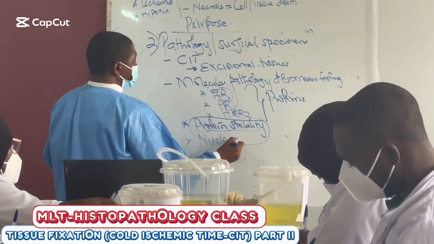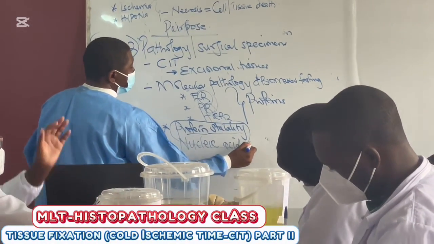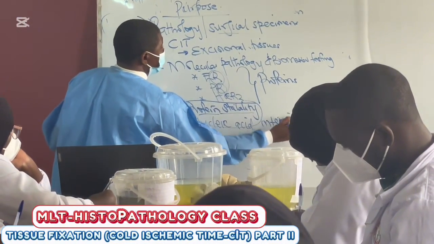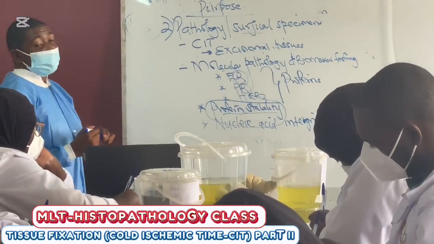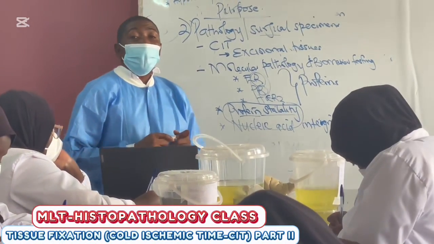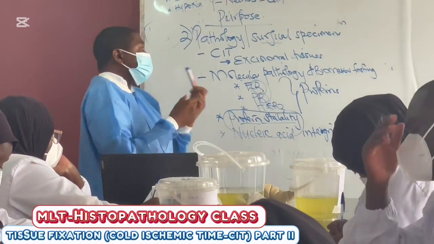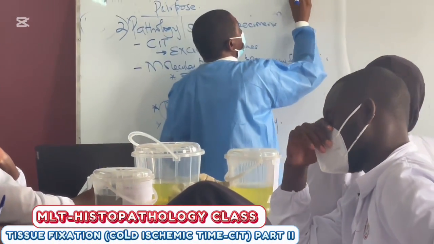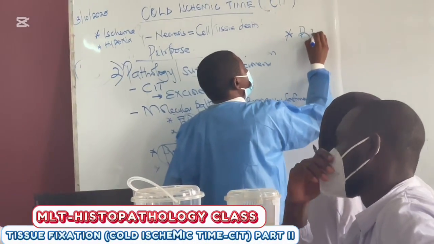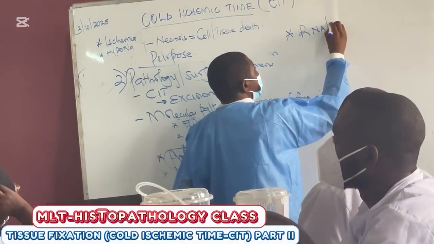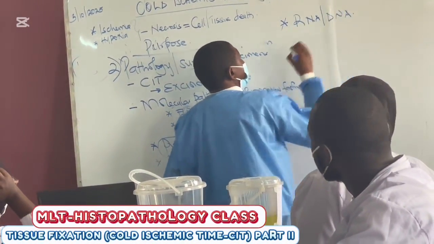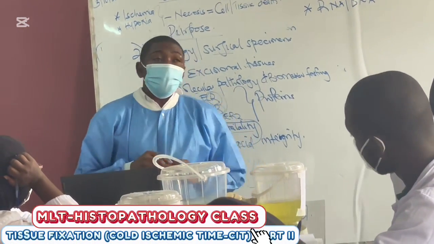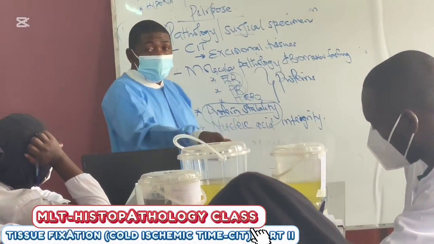The second application is in pathology or surgical specimen handling. So in pathology, CIT applies mainly to excised tissue samples, for example, tumor resections and biopsies before they are placed into fixatives. CIT is very important for molecular pathology and biomarker testing, for example, ER, PR, HER2 in breast cancer.